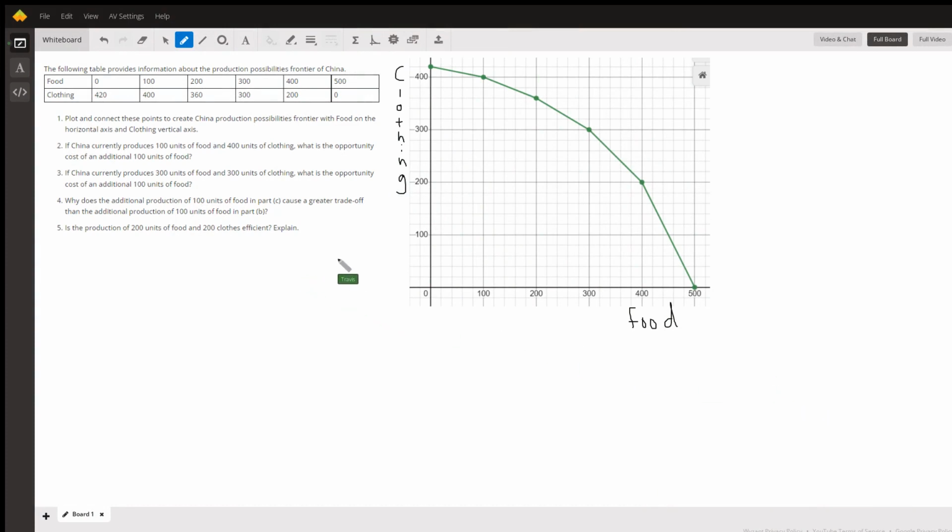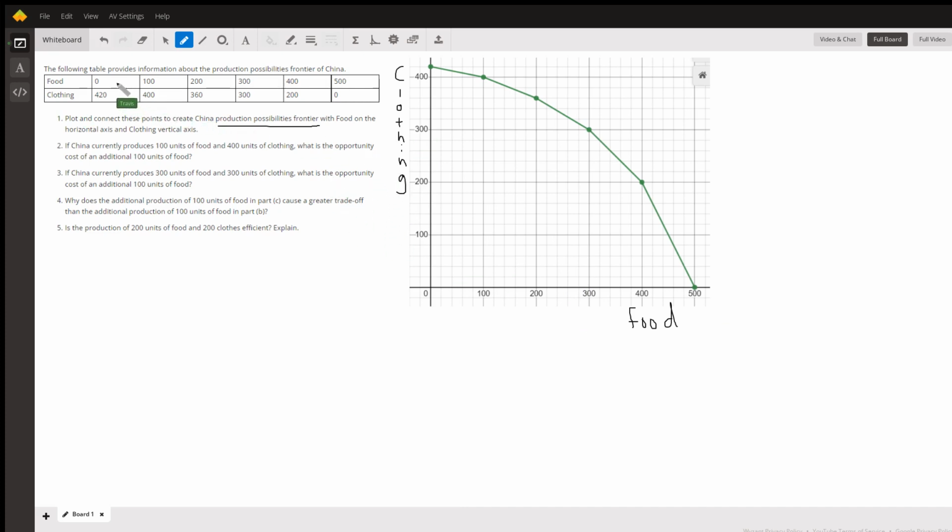This problem, it's a production possibility frontier. What that means is what's possible to produce given a certain number of resources or inputs at a present period of time. So the first one asks us to plot food on the horizontal axis. So we've done that here, and clothing on the y-axis, the vertical axis.